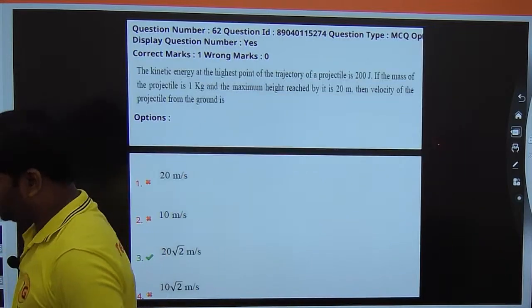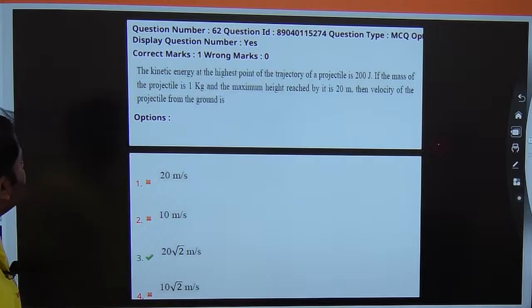Here, okay, this is the one. It is given that the kinetic energy at the highest point of a trajectory of a projectile is 200 joules. If the mass of the projectile is 1 kg and the maximum height reached by it is 20 meters, then the velocity of the projectile from the ground is. So what are they asking? The kinetic energy at the highest point of the trajectory of the projectile is 200 joules.